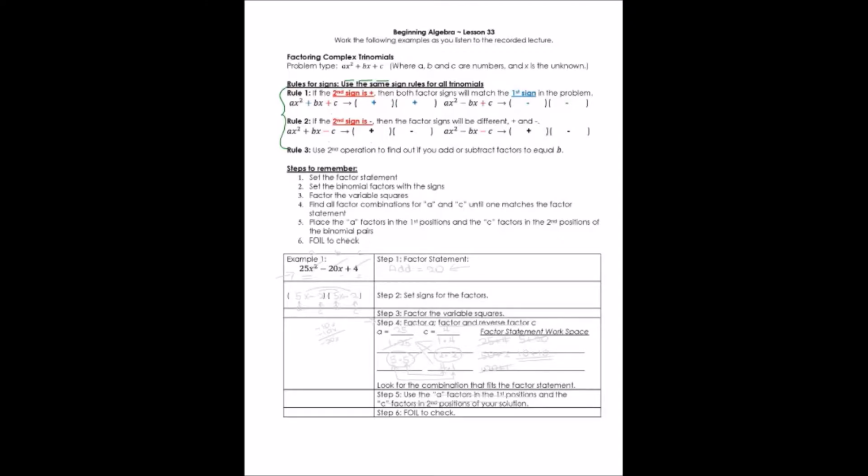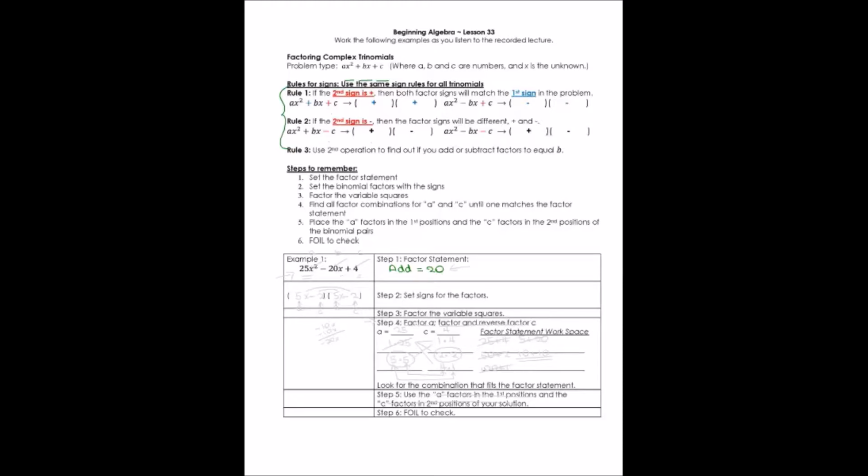Here's a problem that we're going to look at in just a minute, example 1: 25x squared minus 20x plus 4. I look for a GCF always, but I don't find it, so I know I've got the hard type of trinomial to factor. My factor statement, I say the same way. Second operation, it says add, equal the coefficient of the b term, so we'll have to add to equal 20.